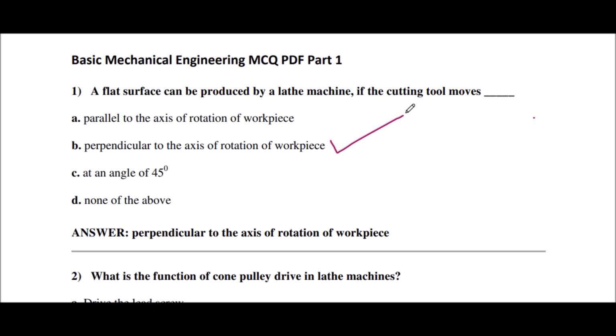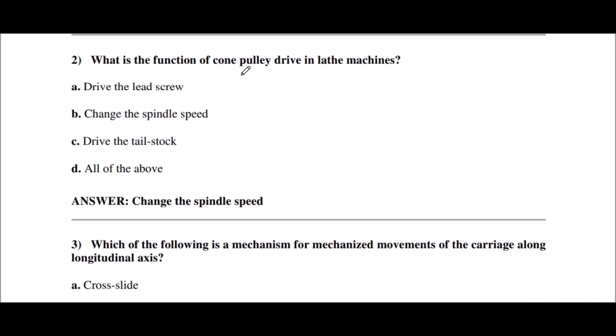So a flat surface can be produced by a lathe machine if the cutting tool moves perpendicular to the axis of rotation of workpiece. Next question, what is the function of cone pulley drive in lathe machine? Option A, drive the lead screw. Option B, change the spindle speed. Option C, drive the tail stock. Option D, all of the above. Right answer here is option B, change the spindle speed. Okay, change the spindle speed, function of cone pulley drive in lathe machine.